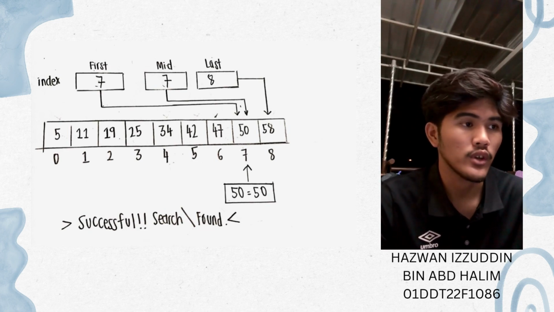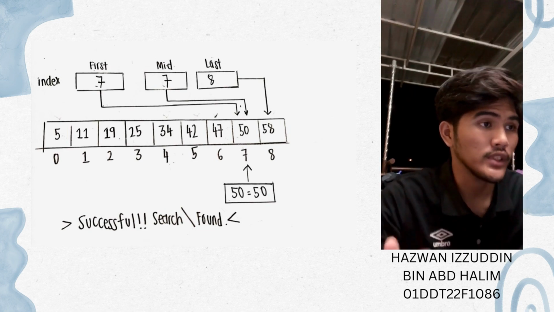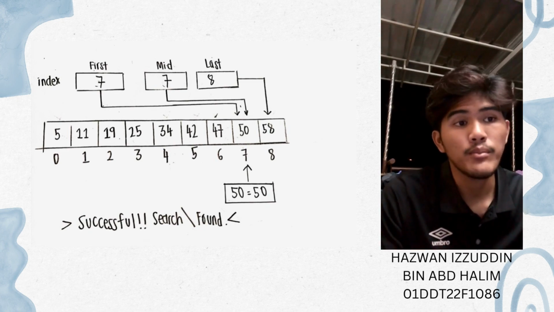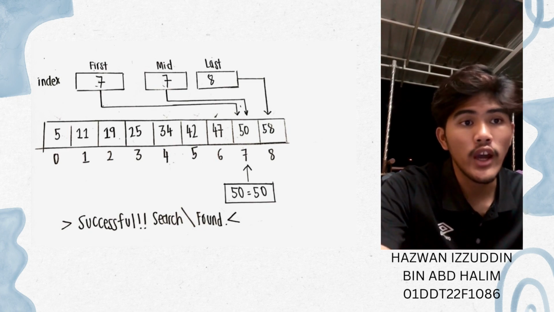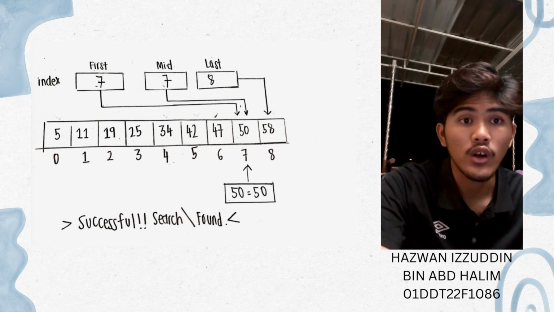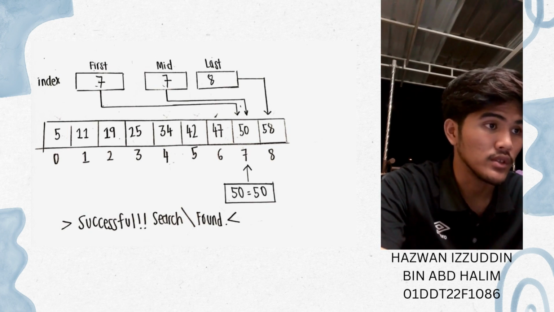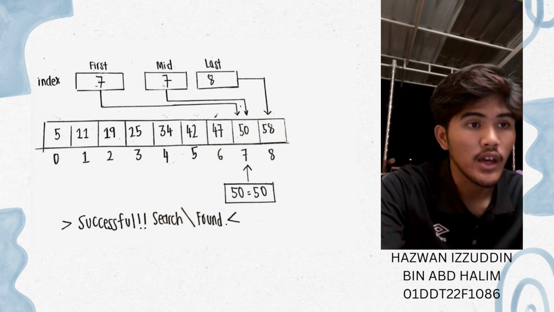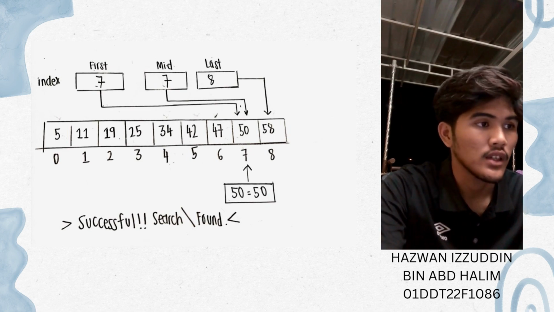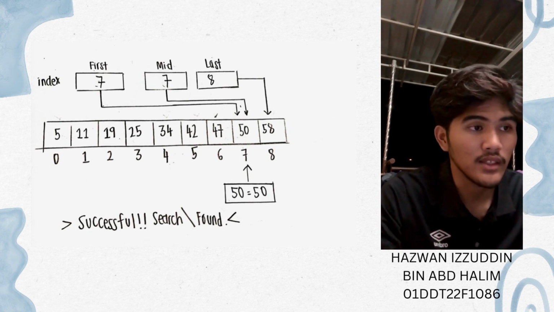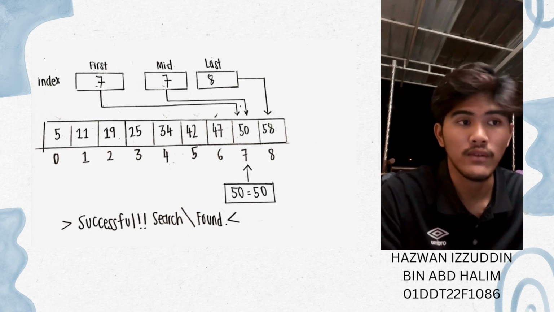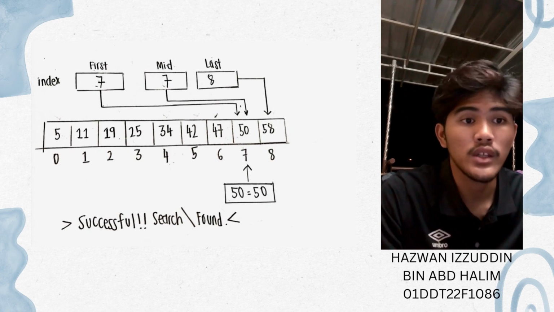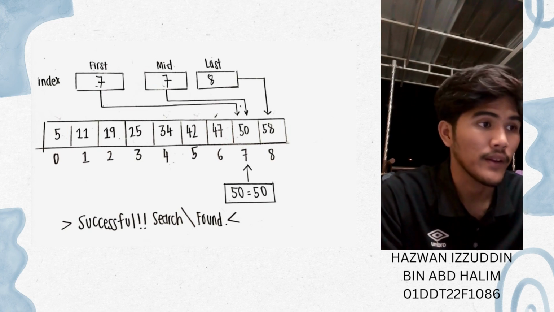Okay, for this question, first, separate the queue between two. Hence, the mid will be index 4 with the element 34. First index will be 0 with element 5 and last index will be 8 with element 58. Now we can notice that 50 is more than 34. Hence 50 will be between index 4 and 8.